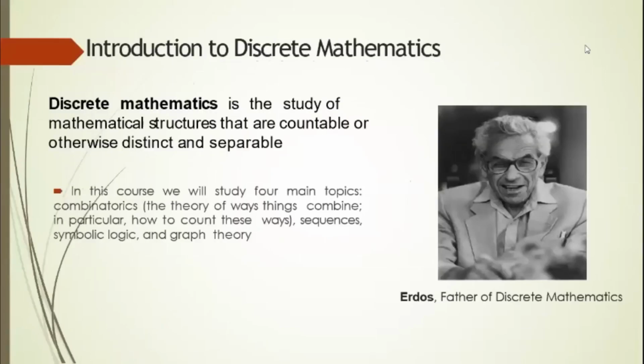We begin by defining what discrete math is. So discrete math is the study of mathematical structures that are countable or otherwise distinct and separable. In this course, we will study four main topics: combinatorics, the theory of the ways things can combine, in particular, how to count these ways; sequences, symbolic logic, and lastly, graph theory. Erdos was considered to be the father of discrete math.